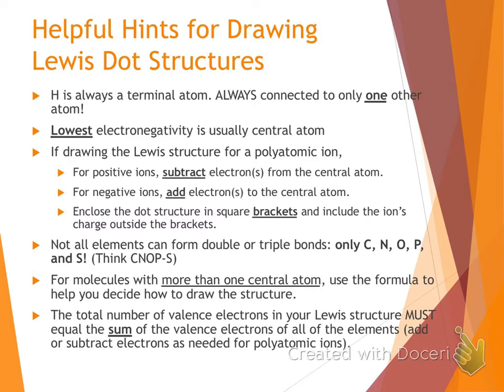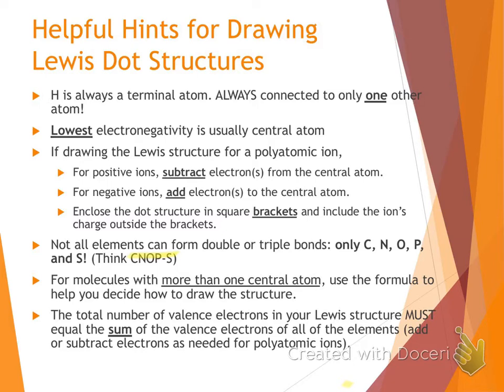Whenever we're drawing a Lewis structure, our elements are always going to start with one single bond to that central atom, but some elements are going to form double or triple bonds. The elements that generally will form double and triple bonds are our CNOPS elements: carbon, nitrogen, oxygen, phosphorus, and sulfur.